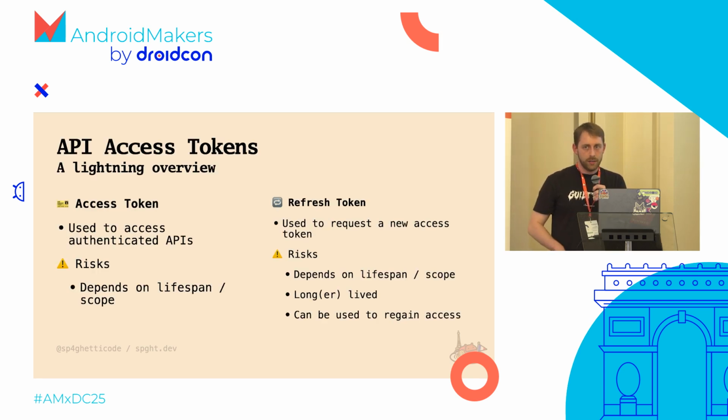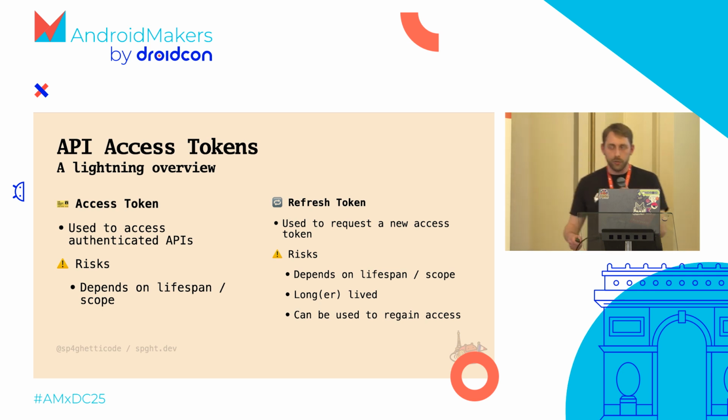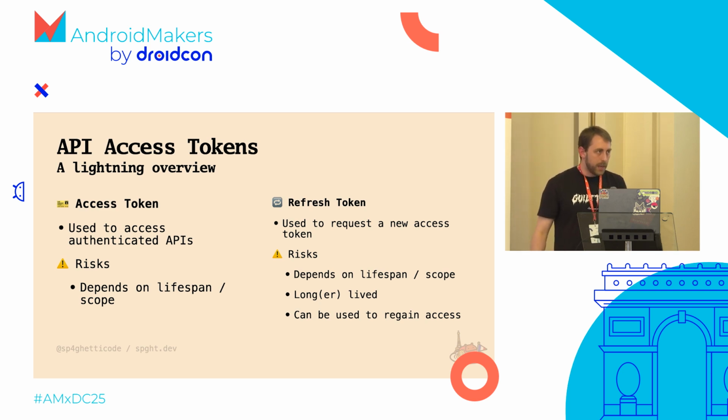If we are an authenticated user in our app, it's highly likely that we have some form of API access token, and they probably fall into two categories. The first one is the access token, which is used on all of your authenticated APIs, and the refresh token, which is the token that is used to regenerate the access token. Your access token will have a shelf life, and the refresh token will say, okay, once that shelf life is over, use this token to generate me a new one.